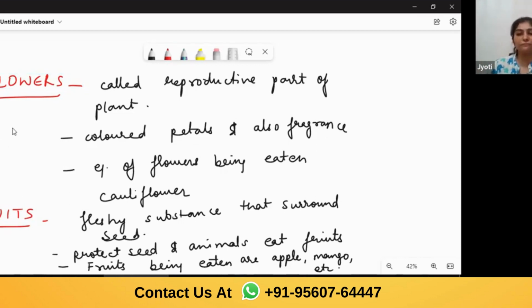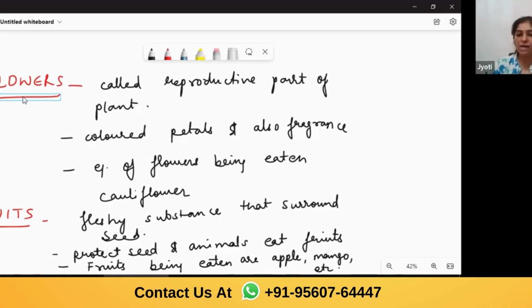Then one by one, we have seen the function of all these. First, the roots hold the plant in a fixed position, and secondly, they absorb water and minerals from the soil. The stem gives support to the plant, and it helps in transport: it transports water and minerals from roots to other parts, and food prepared by the leaves to other parts. Next, the leaves are green in color due to a pigment called chlorophyll, and they prepare food by a process called photosynthesis.